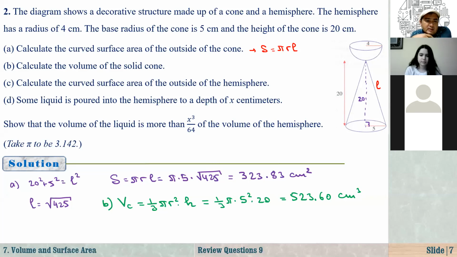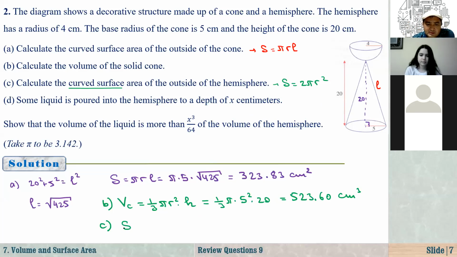And question C, calculate the curved surface area of the outside of the hemisphere, right? Again, as here, curved surface area. It's not saying surface area or total surface area. That means that we are not including its top, right? And how do you calculate the curved surface area? We know that the surface area of the sphere is 4 pi r squared. And the half of it is just 2 pi r squared. That is the curved surface area of a hemisphere.